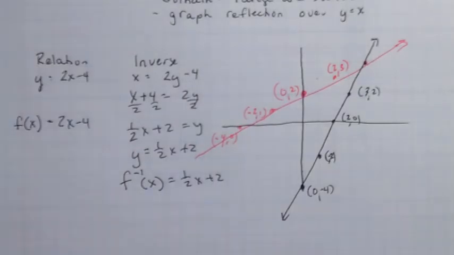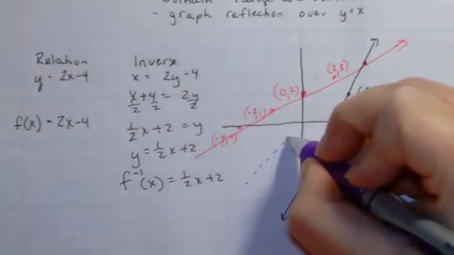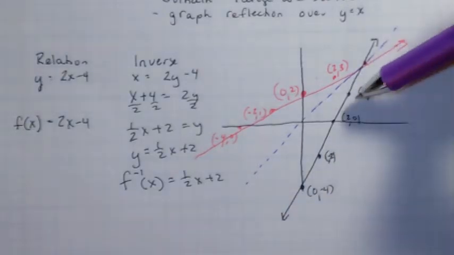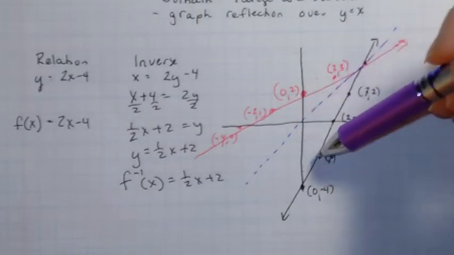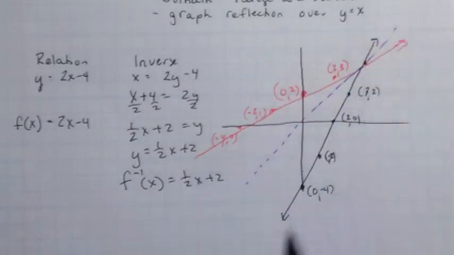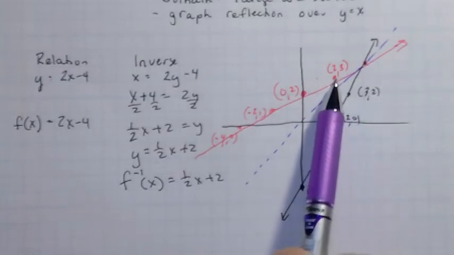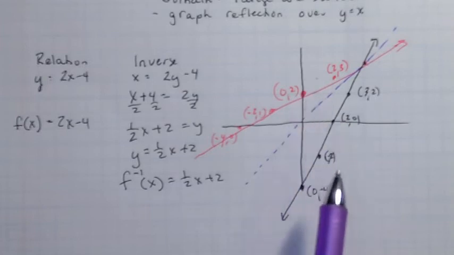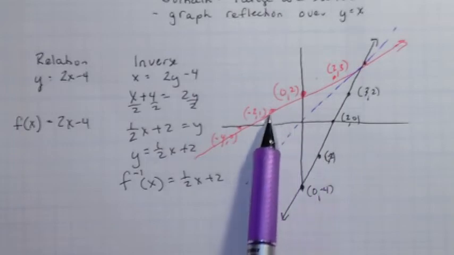I'm going to jot in the line y equals x. This is every point where y and x are the same. Notice that each point on this black line is a reflection of one of the points on the pink line. Notice on my function, I had the point 3, 2. On the inverse, I had the point 2, 3. Here I had 2, 0, here 0, 2. What was this one? 1, negative 2. Here it's negative 2, 1.